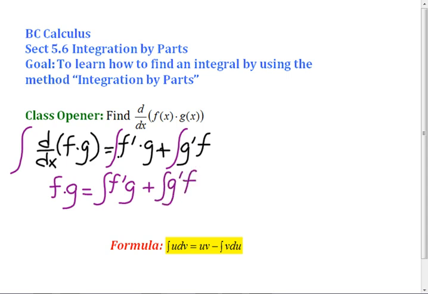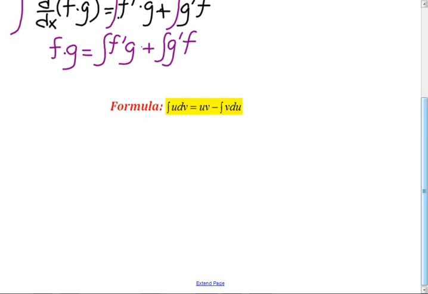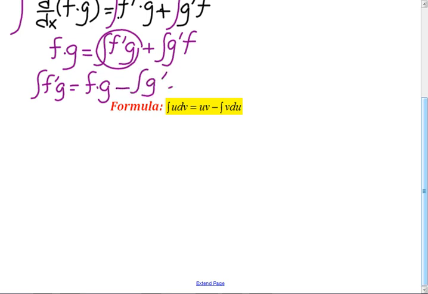It doesn't matter which one you solve for. It makes no difference. So I'll just solve for this guy. Doesn't really matter. So the integral of f prime g is equal to the product of the two functions minus the integral of g prime f. So it's reversing the product rule.